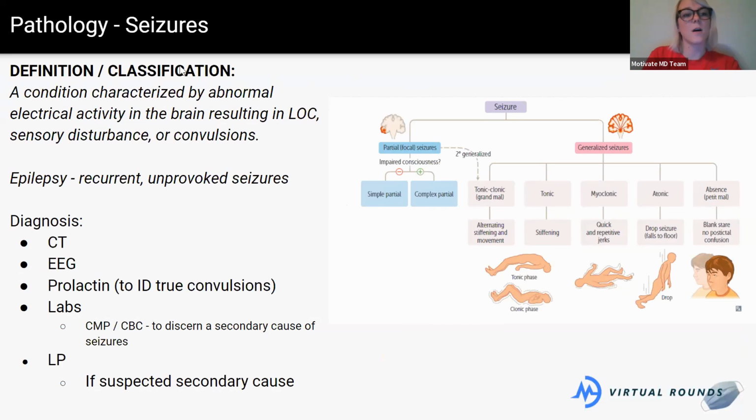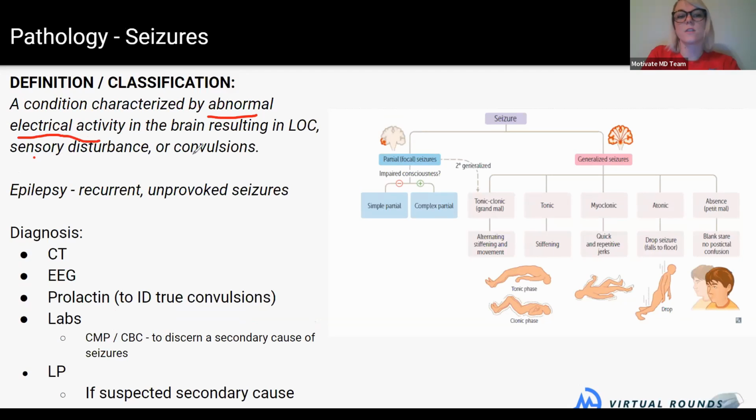Basically, as we talked about, this is abnormal electrical activity. We can see loss of consciousness, we can see sensory disturbance, and we can see convulsions. We saw sensory disturbance in this patient in terms of them having that abnormal smell. How do we diagnose this? We can use things like CT. We use an MRI here, so that should certainly be listed as well. That's horrible writing. MRI. We can use things like the EEG, the prolactin, not to diagnose it, but to delineate between pseudo seizures and true seizures.